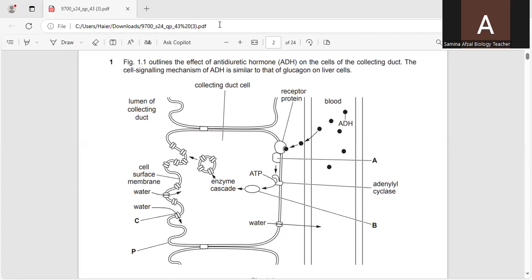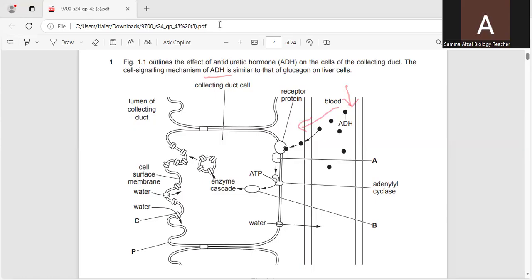So here I would like to discuss what ADH, antidiuretic hormone, is. It is released by the posterior pituitary gland in response to dehydration or low blood pressure. You can see it is released into the blood, then it binds with the receptor protein. After binding with the receptor protein, it triggers a signaling cascade.